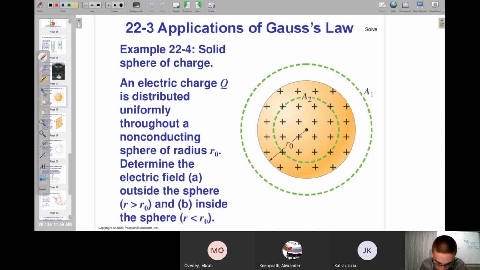So in this case, they've chosen to distribute the charge throughout this sphere uniformly. So every little bit of the sphere has the same amount of charge on it. Okay, and we're asked to find the electric field due to charge Q throughout this non-conducting sphere of radius r0. And so they want us to find the electric field A, outside the sphere, and B, inside the sphere. All right, so let's do that.